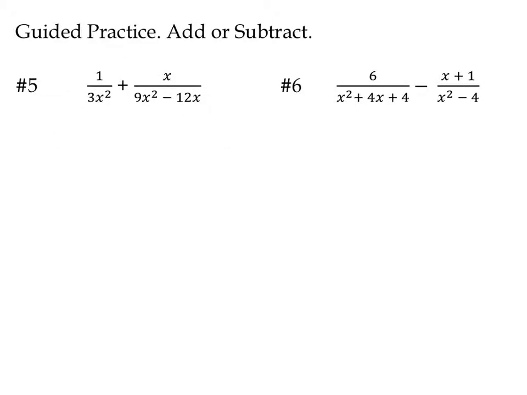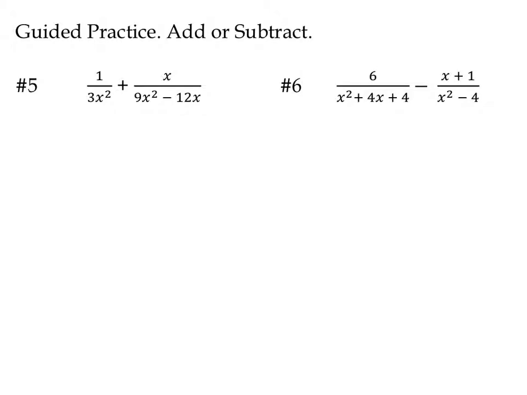All right, let's look at adding and subtracting a couple more rational expressions. In number 5 here, again, we want to look for any factoring we can do so we can find out what factors we need to include that aren't in either of the denominators. So the first one, 3x squared, can't be factored.